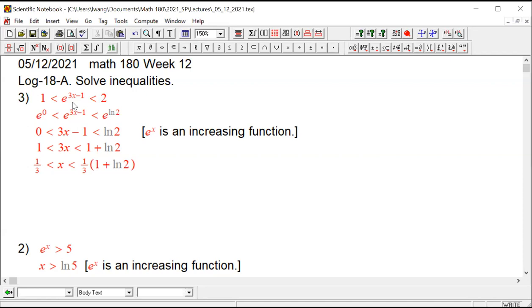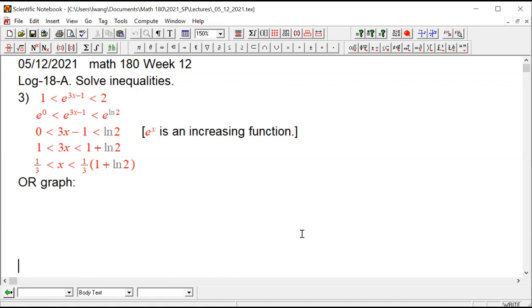And graphic-wise, you can graph this e to the power 3x minus 1, and you want to be between line number 1 and line number 2. Okay, so if you have a graphing tool, I'm going to explain this. So e to the power 3x minus 1.